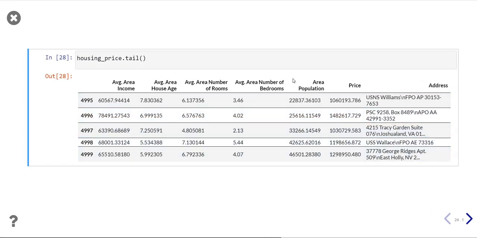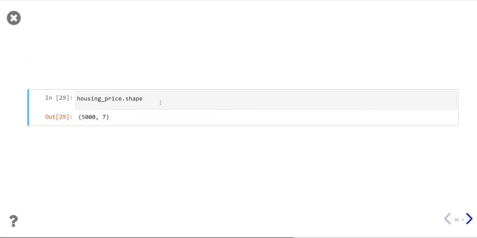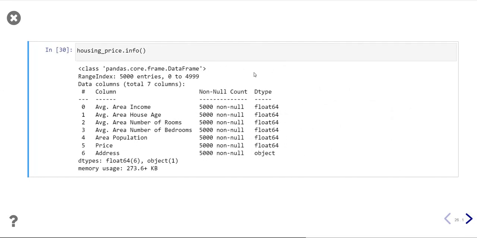So this is good for us to have a visualization of the data frames. You can see how the data looks. And furthermore, we can use the function shape. This one comes without the brackets. It will show the number of rows, 5,000 rows, and also the number of columns. We have 7 columns, right? This we have done before.